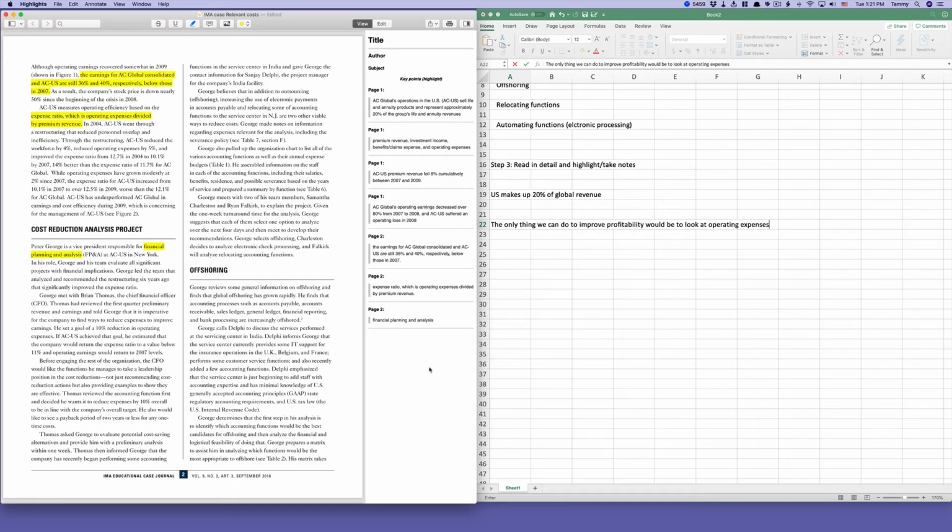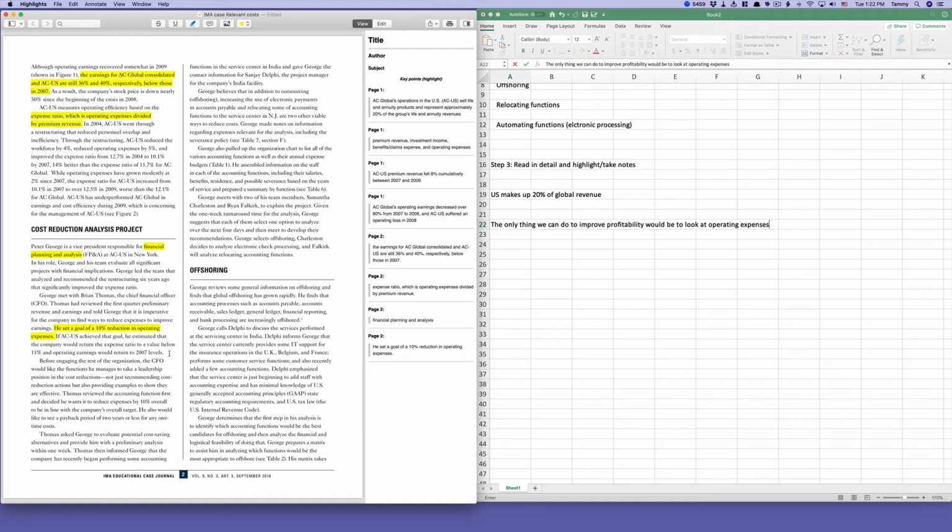Thomas had reviewed the first quarter preliminary revenues and earnings and told George that it is imperative for the company to find ways to reduce expenses to improve earnings. He set a goal of 10% reduction in operating expenses. So this is the goal that we are aiming for. This is what the big boss, the CFO, said he wants to see. If ACUS achieves that goal, he estimated that the company would return the expense ratio to a value below 11% and operating earnings would return to 2007 levels.